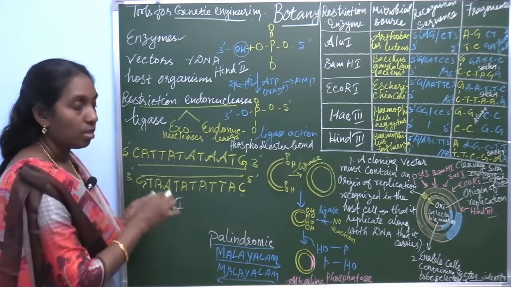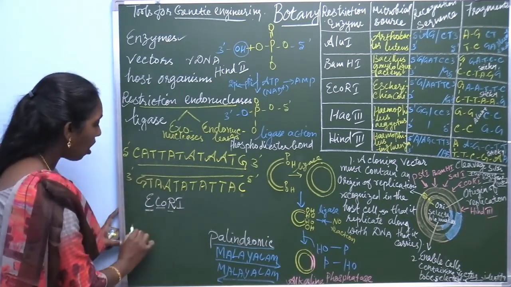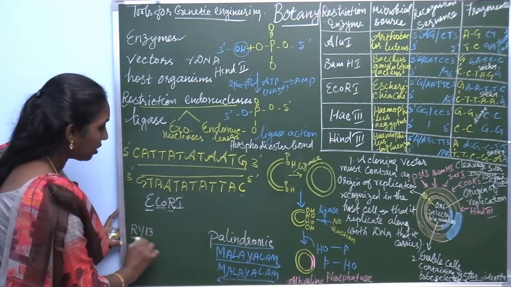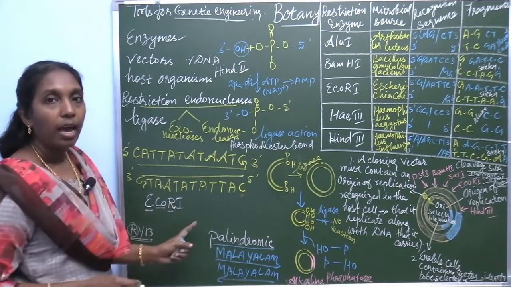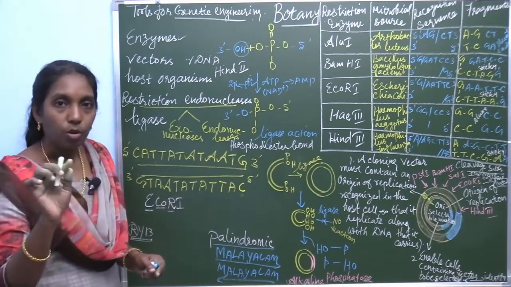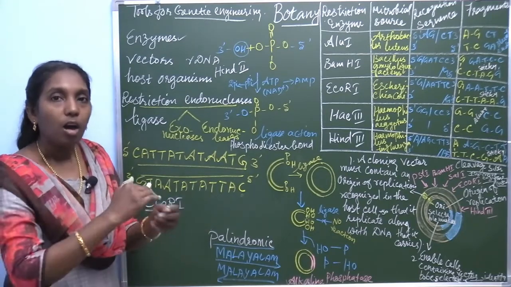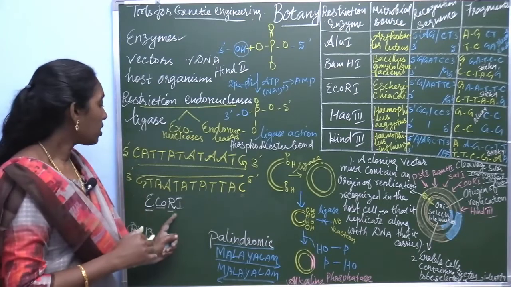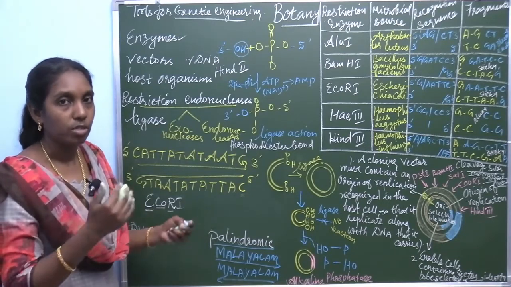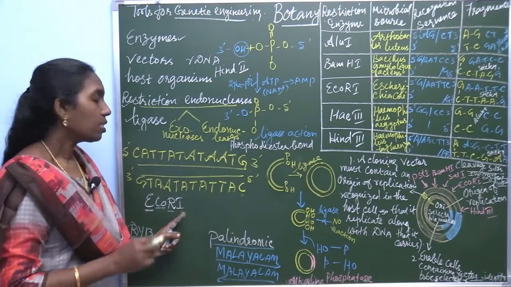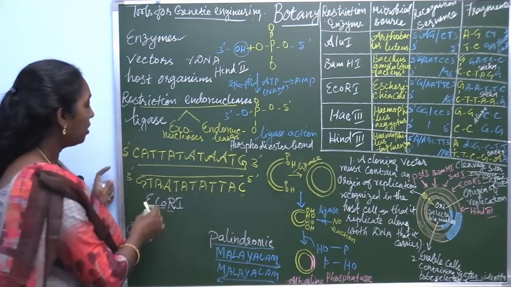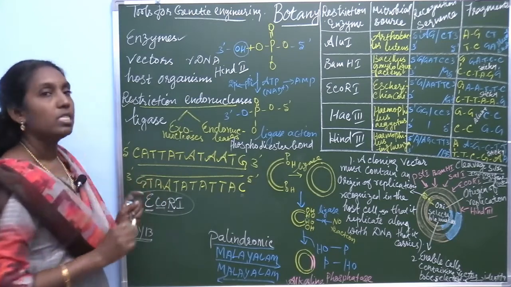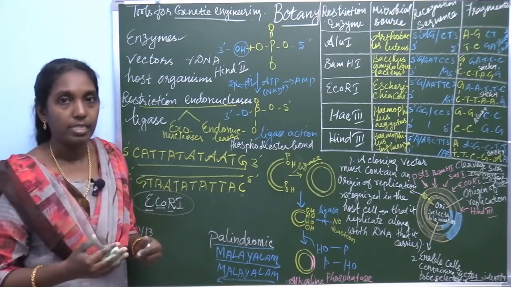Here, RY13 is the strain, so the first letter is R, and the name ends with a Roman numeral, which is the order of discovery. This was the first restriction enzyme found, so it is Roman numeral I. Remember this, the naming of restriction enzymes.